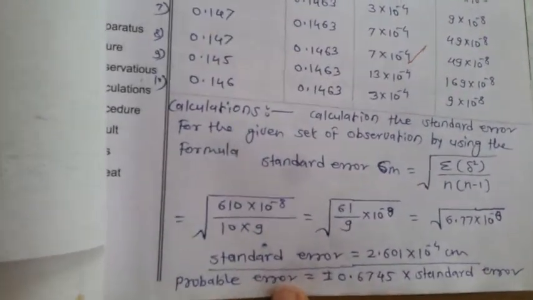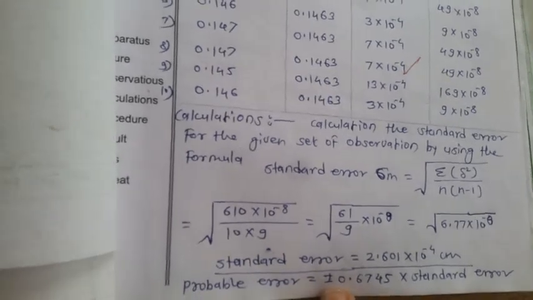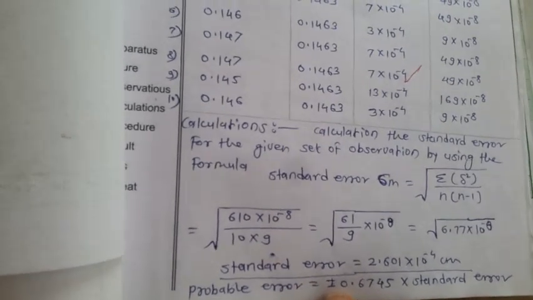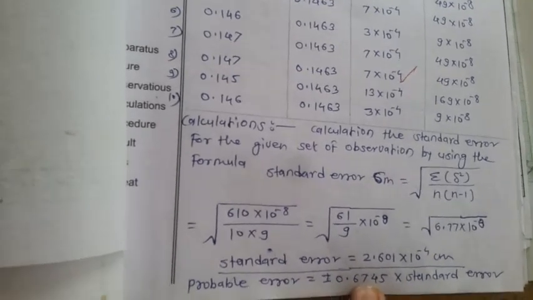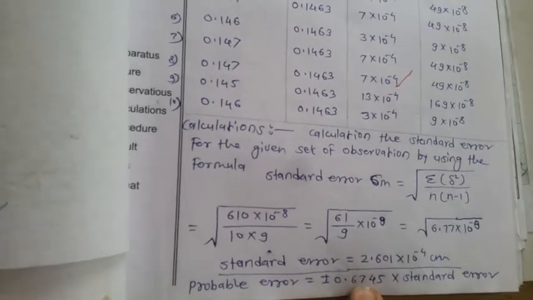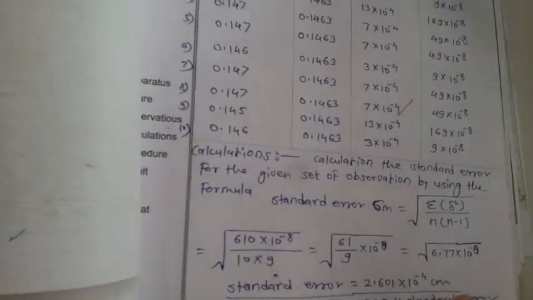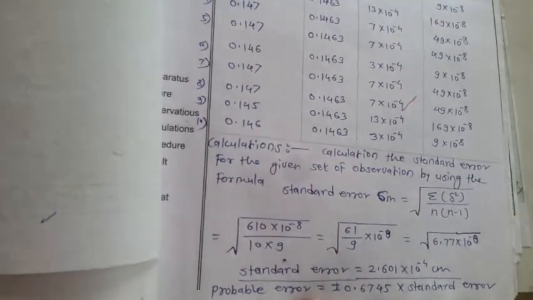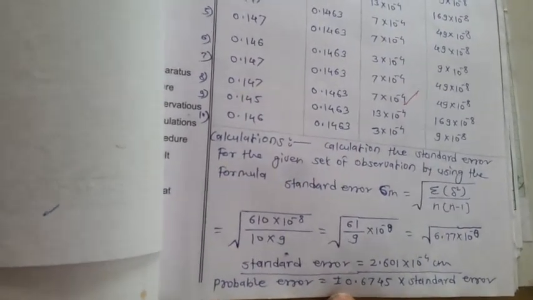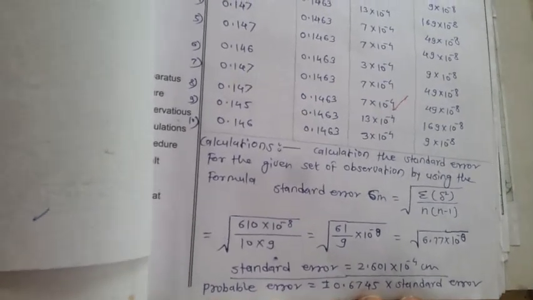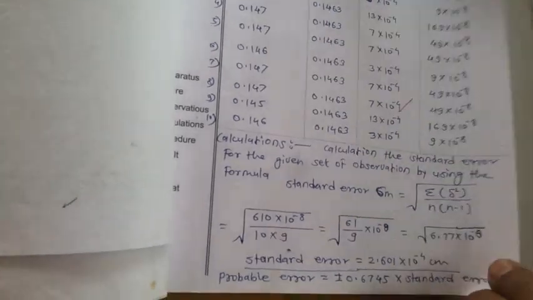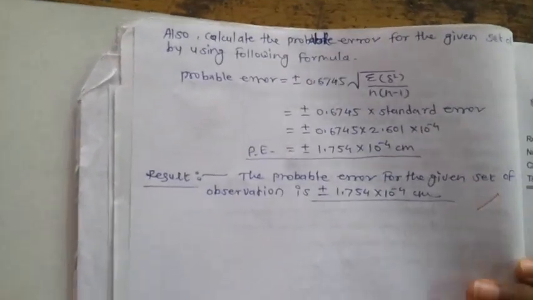So there is another formula: probable error is equal to plus or minus 0.6745 into standard error. This quantity, plus or minus 0.6745, is a natural constant. Then we can calculate this probable error is equal to plus or minus 0.6745 into standard error, which is 2.601 into 10 raised to minus 4. We get the probable error for this experiment as given in the sheet.